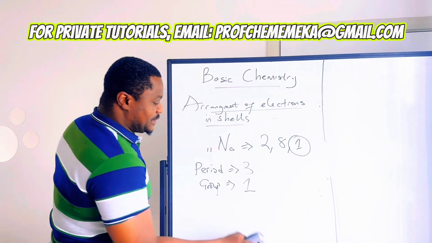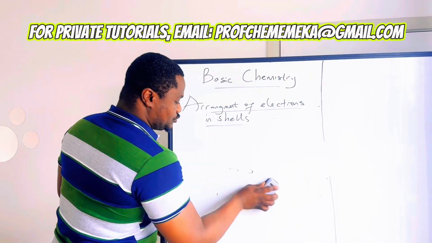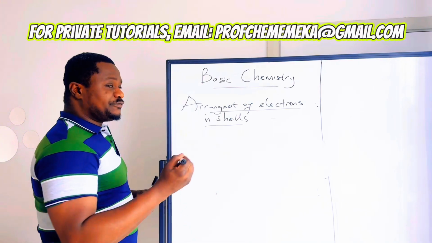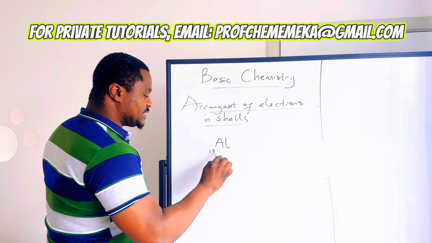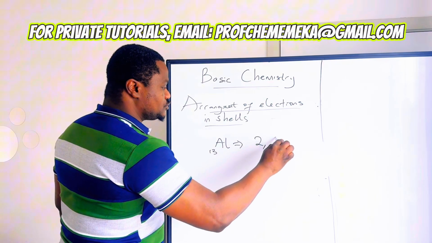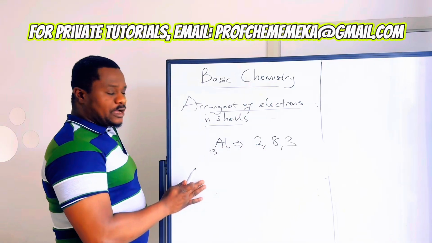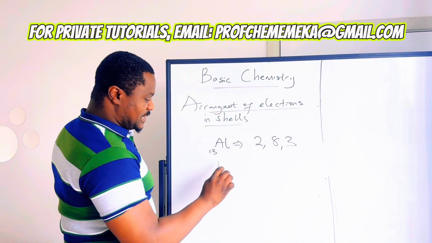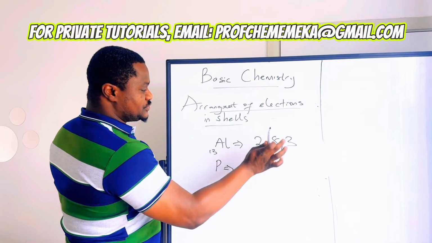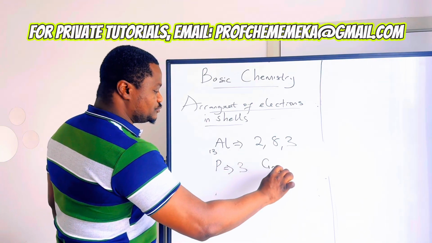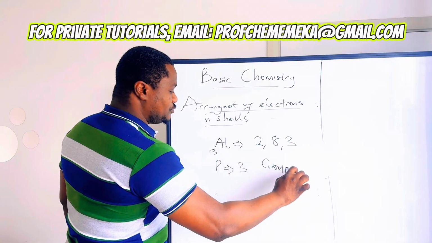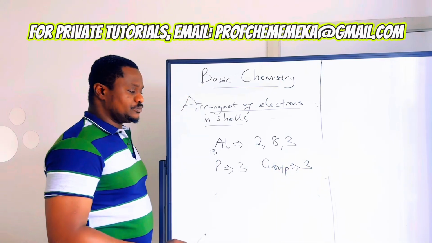Let's try for other elements. Let's see if this our postulate is going to work. Let's look at, for instance, aluminium. Aluminium is 13 and it has 2, 8, 3. Now, from this, you can easily say that the period is what? Counting the shells, 1, 2, 3, period 3, and aluminium is definitely going to be in what? In group 3. You can confirm this from your periodic table.